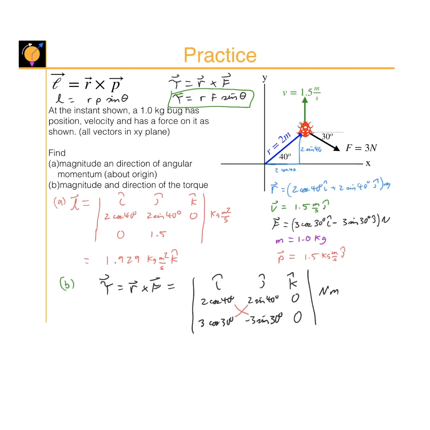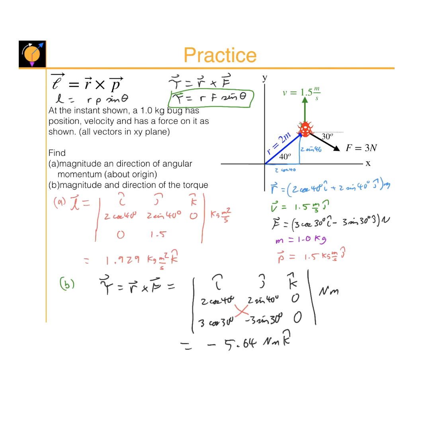And we cross multiply all that and plug in for our sine values. We end up with minus 5.64 Newton meters k hat. So that's a torque around the z-axis, but in the opposite direction. That torque is sort of going against the direction that it's moving. And that makes sense given where the force is pointing compared to the velocity.